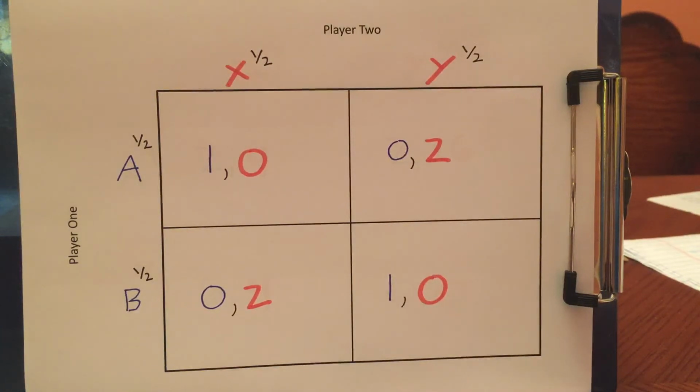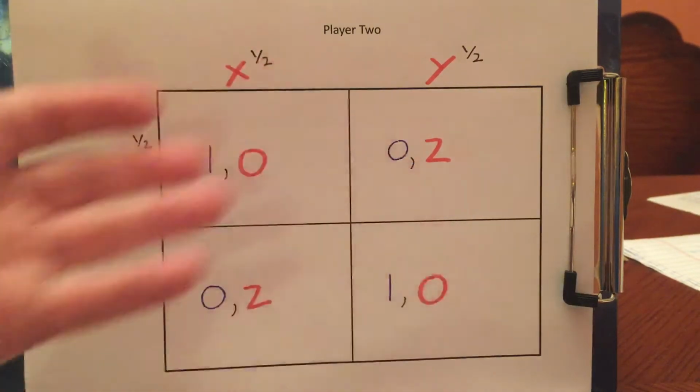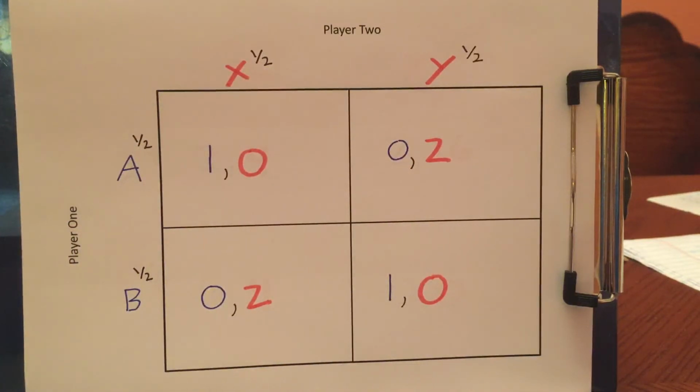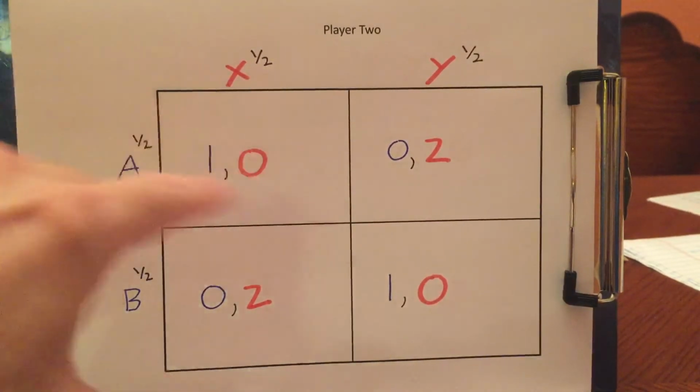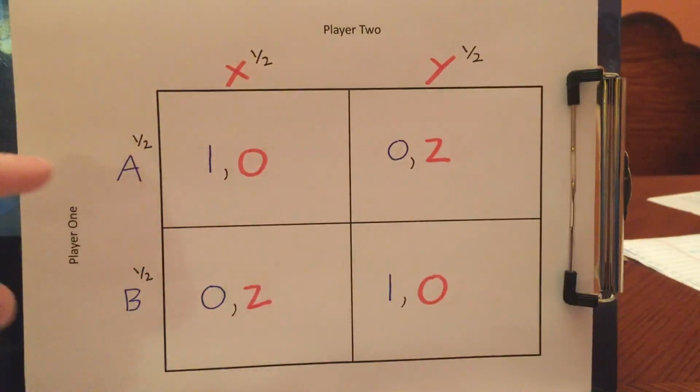But let me tell you a secret. In every single game like this, there's going to exist at least one Nash equilibria. And if there's no pure strategy Nash equilibria, then there's going to be one involving randomization. The proof of that is something I'm not going to ever do in these lectures, but trust me on this one.